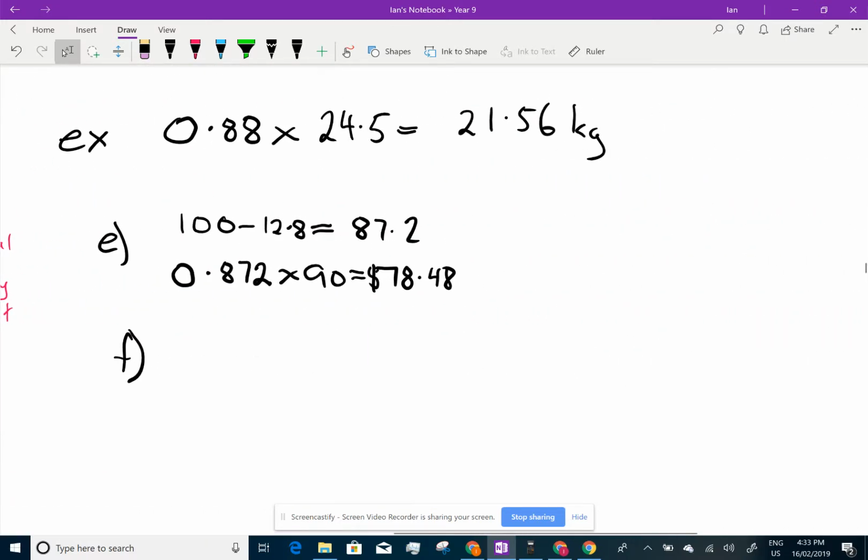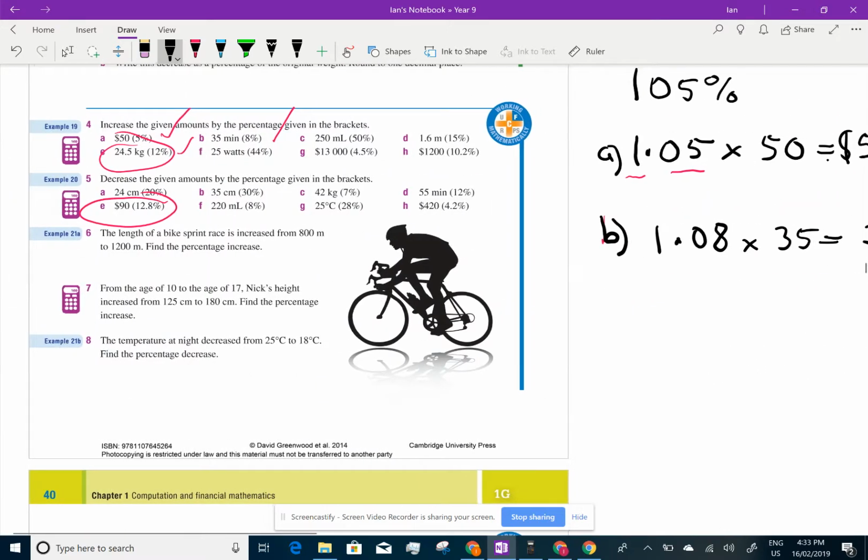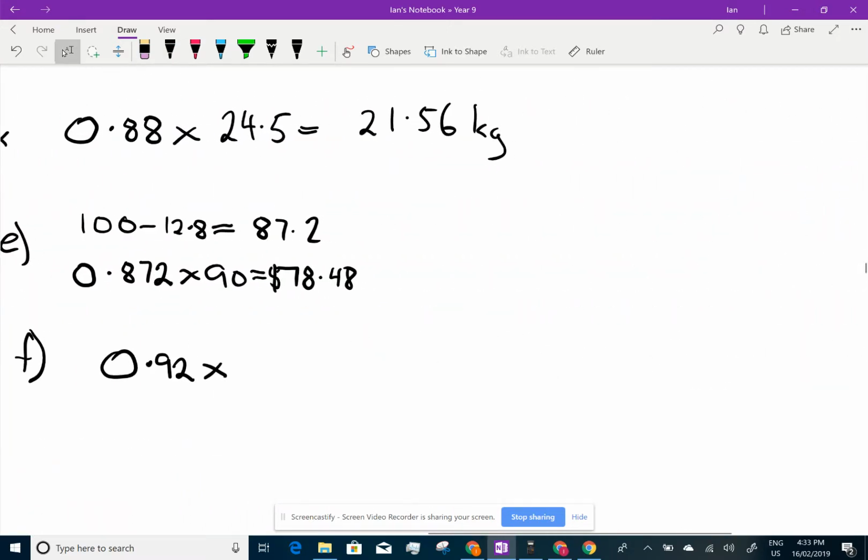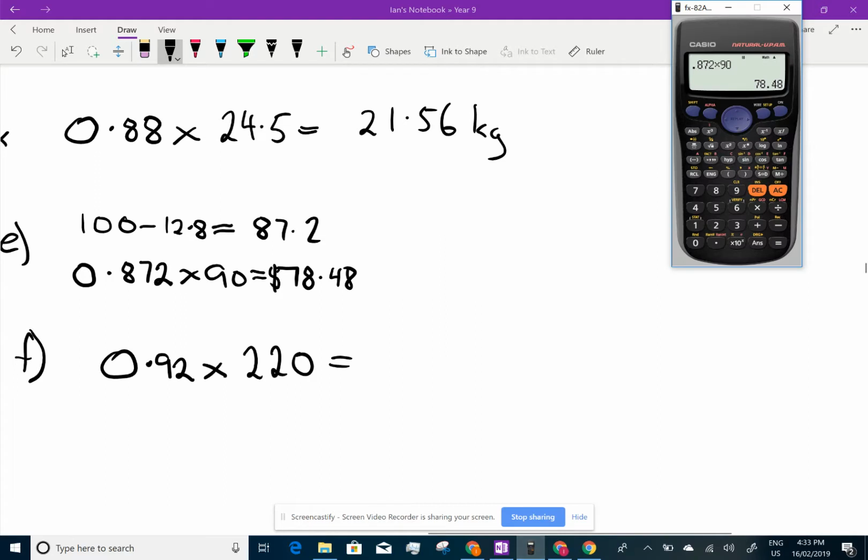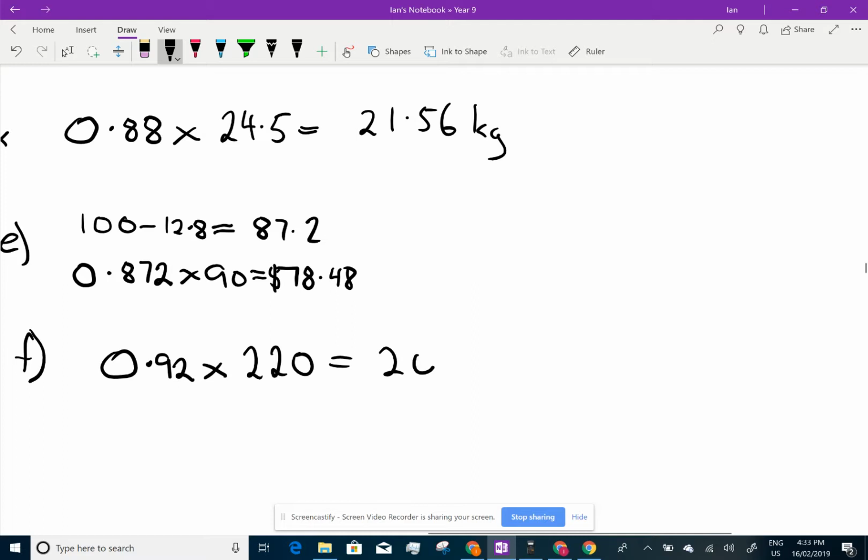So I subtract it from 100, 92. 100 minus 8% is 92. Write that as a decimal. 0.92 times, what's the amount? 220 mils. 220 equals, go to your calculator, 0.92 times 220, 202.4, and it's mils.